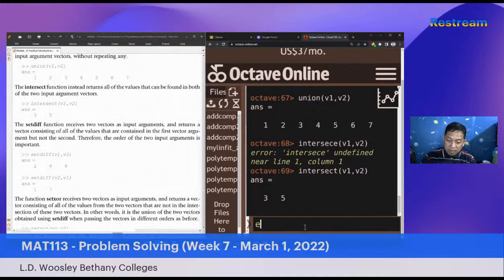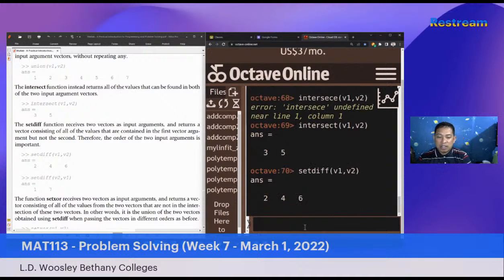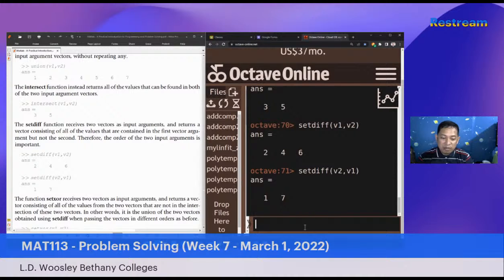Setdiff. The command here is setdiff. Yung difference. No? Of course, the base vector is B sub 1 and then it will be compared to B sub 2. So 2, 4, 6 are displayed, the ones contained only in B1 but not in B2. So kapag baliktad natin yan, B2 and B1 here, may ibang sagot, 1 and 7. Yan naman yung nandoon sa B2 na wala sa B1.